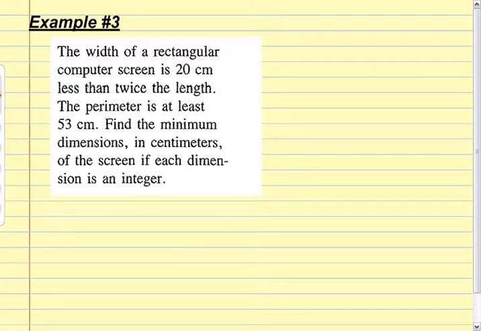Find the minimum dimensions in centimeters of the screen if each dimension is an integer.